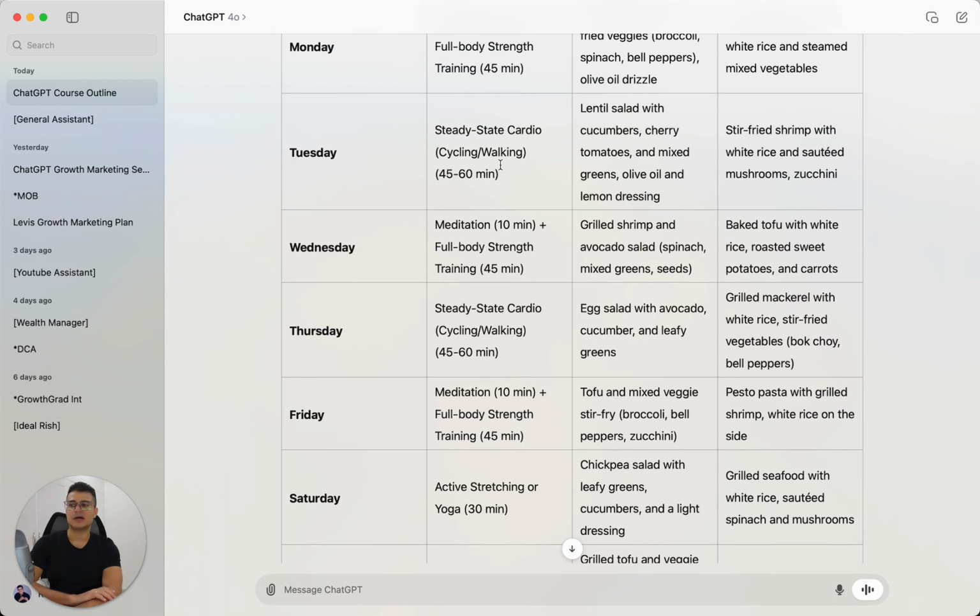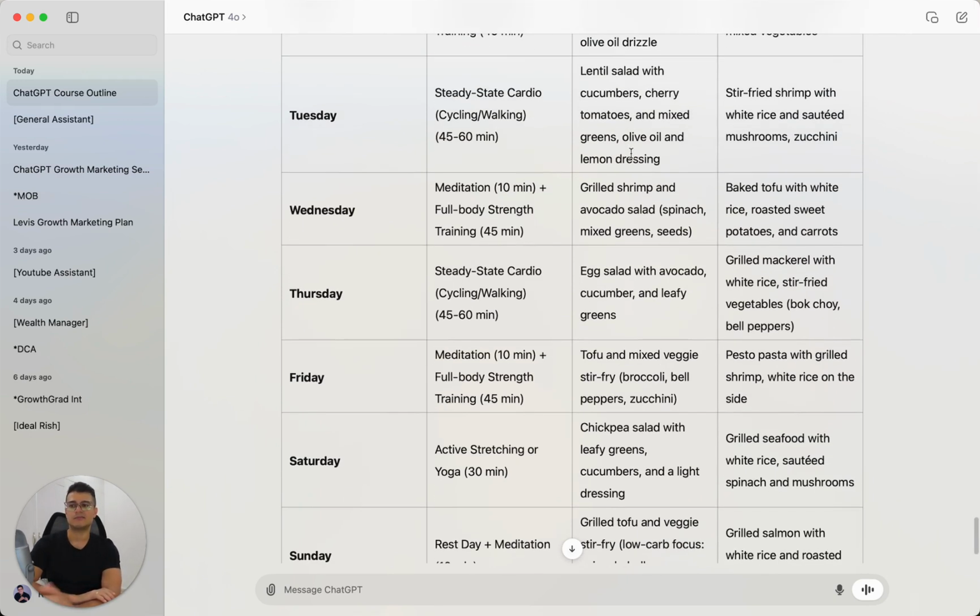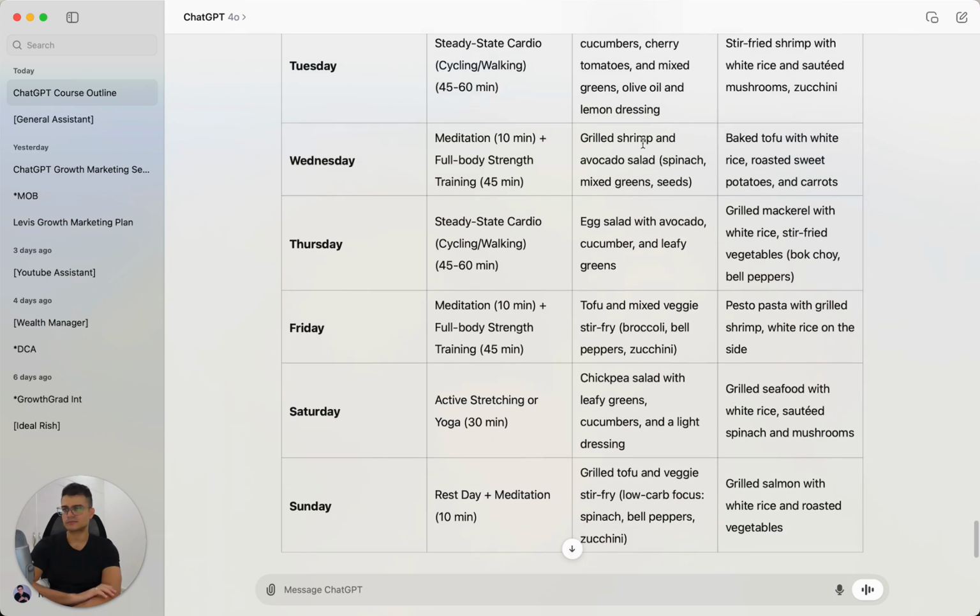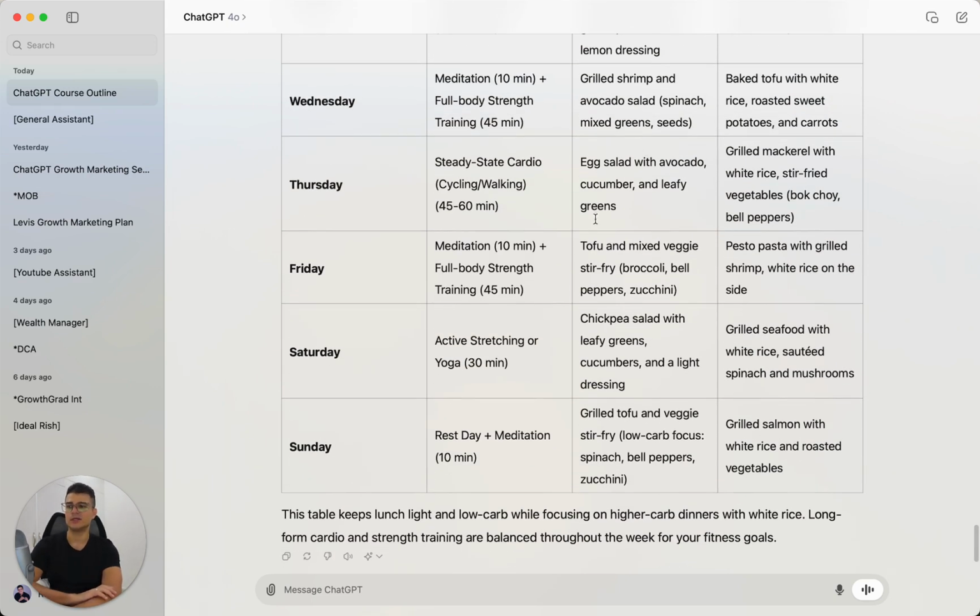Tuesday, it's done long-form cardio. It's given me a shrimp option, which I like, and mostly salad for lunch. I do have a problem with the lunch because lentil for me is not the best source of protein. I would rather replace it with eggs, so boiled egg salad, which I can go back and give it input. But yeah, those are some good outputs with a chain of thought. But now we're going to do something called a flipped interaction pattern, where we are going to actually make it even better.